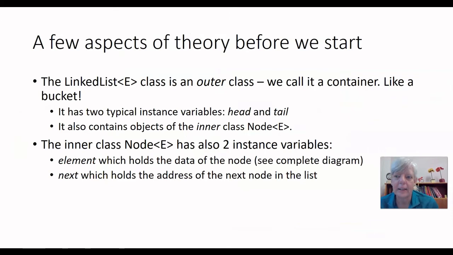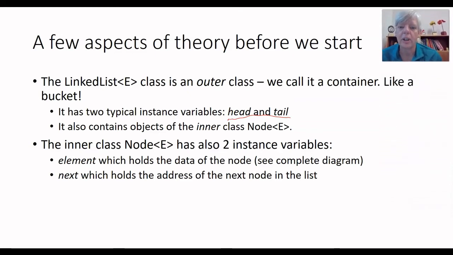Okay, the linked list class is an outer class. What are we trying to do? Like we created an array class in study unit 3, we are now creating a linked list class in study unit 4. That's the outer class. We call it a container, like a bucket or just a bin or something. You add stuff into it. It has two instance variables, head and tail, and it has an inner class node. The inner class node has two instance variables, element and next.